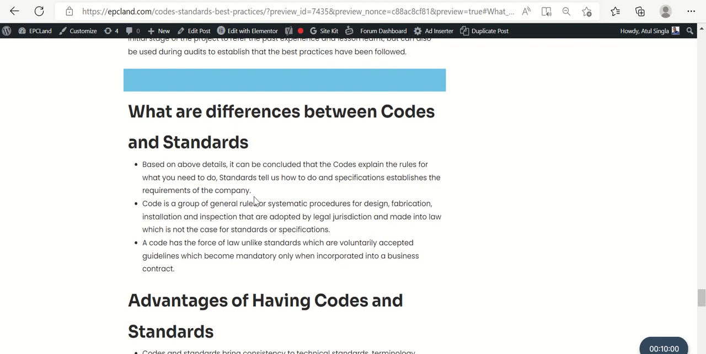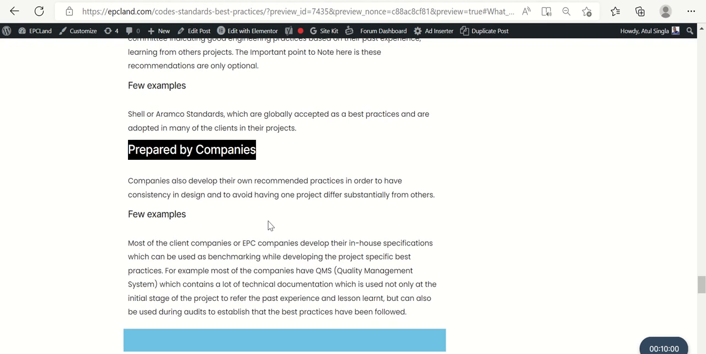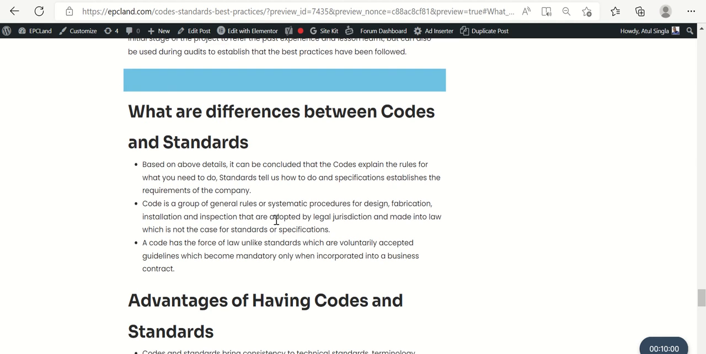Then what are the differences between codes and standards? We talked about codes, standards, specifications, and recommended practices, and looked into various examples. Now we have a basic idea. Let us see what the basic differences are between codes and standards.